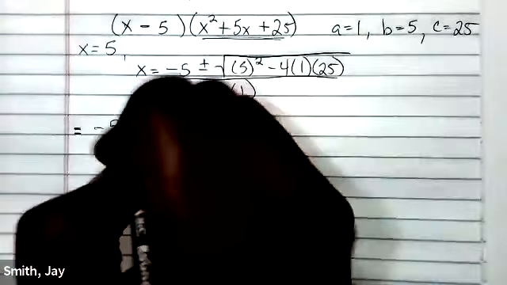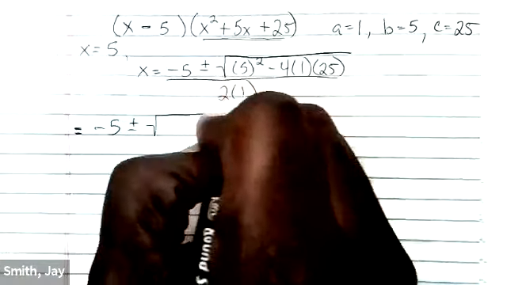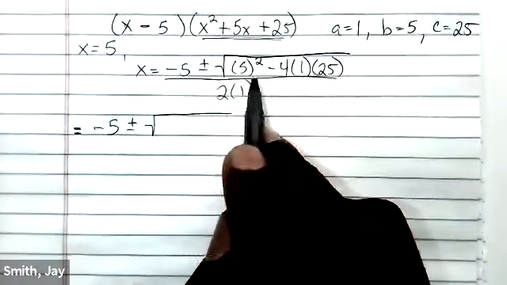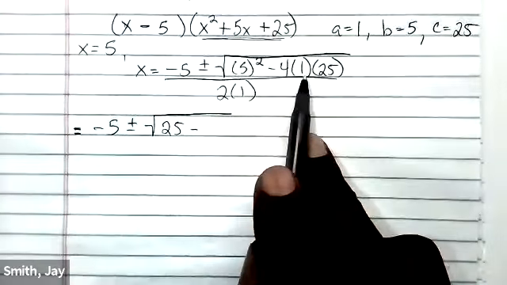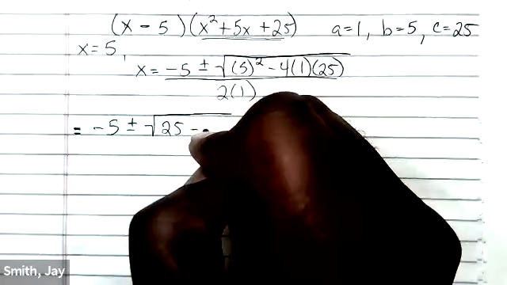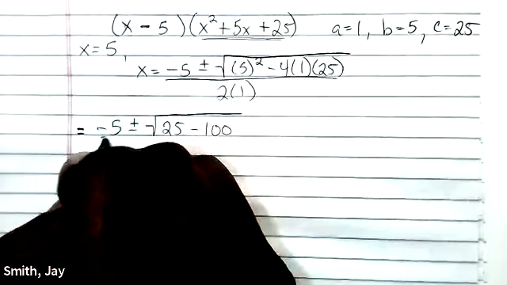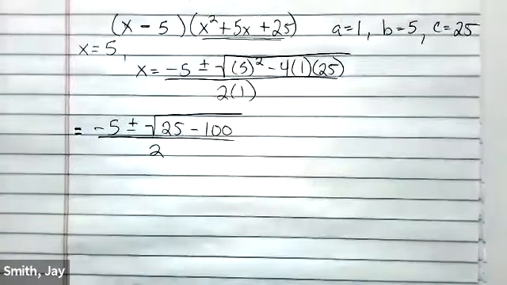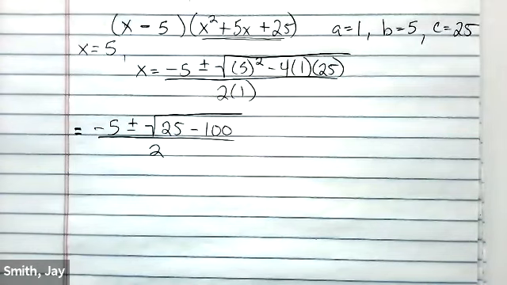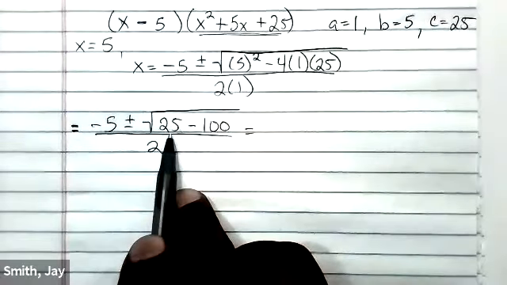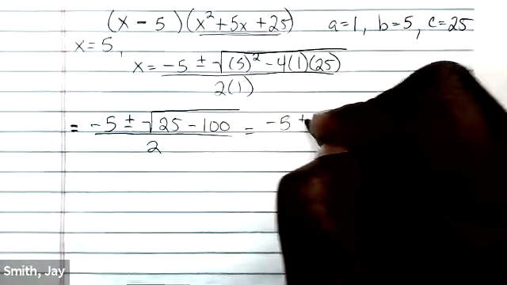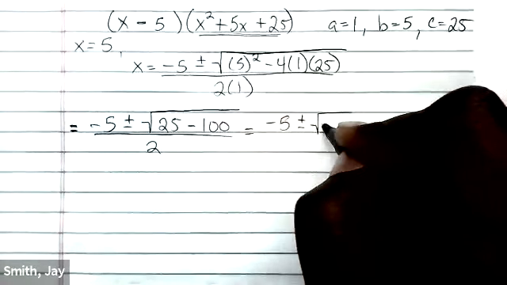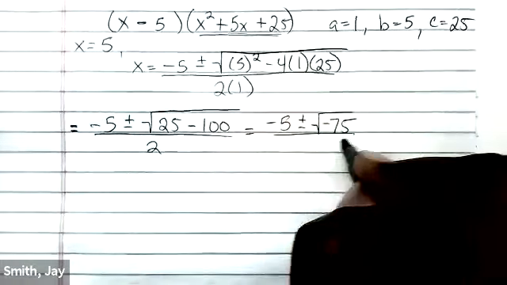All right, so we're going to have -5 plus and minus the square root, we know 5 squared gives me 25, minus 4 times 1, 4 times 25, which will give me 100. Well, it's still being divided by 2 times 1, which we know is 2. 25 minus 100 gives me -75. So now we have -5 plus and minus the square root of -75 over 2.